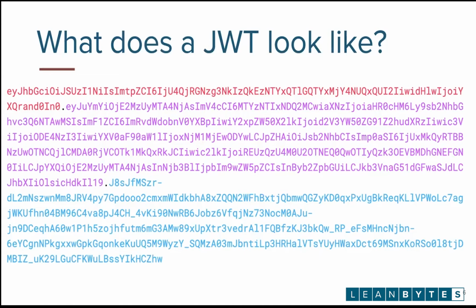You can see the part in red is the header. Then there's a period to separate the header from the payload. Then in that pink or purple color you've got the payload, and then another period, and the blue right there is the signature. Those are the three parts of a JSON Web Token.